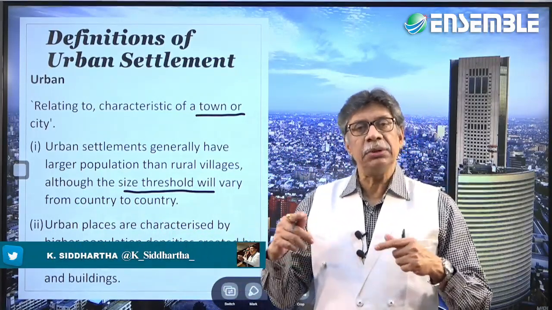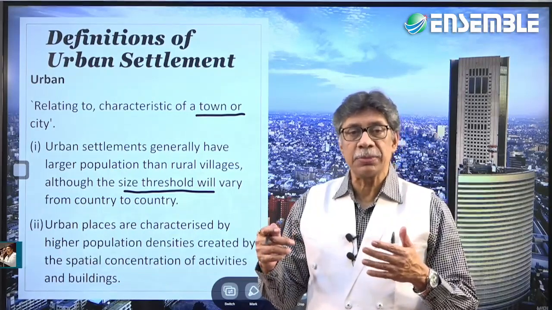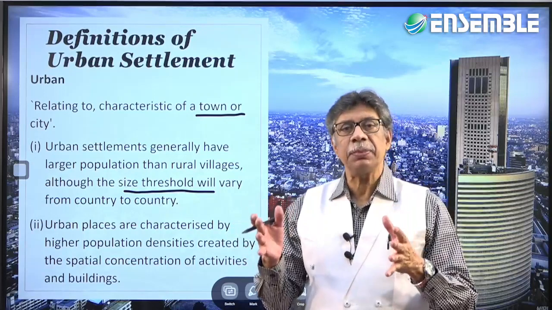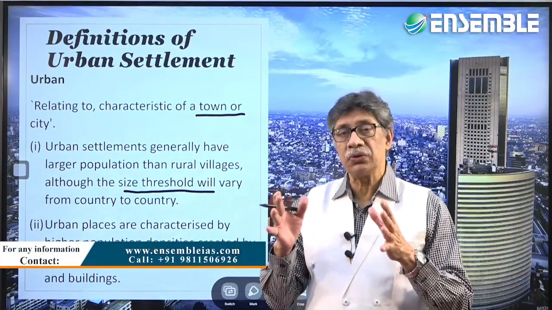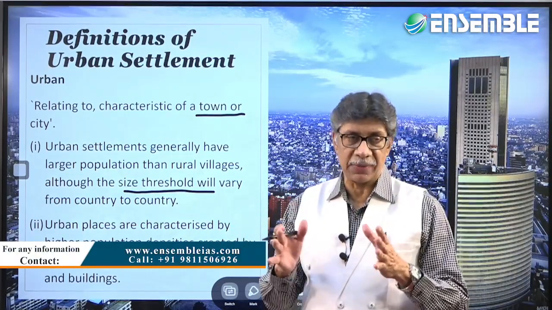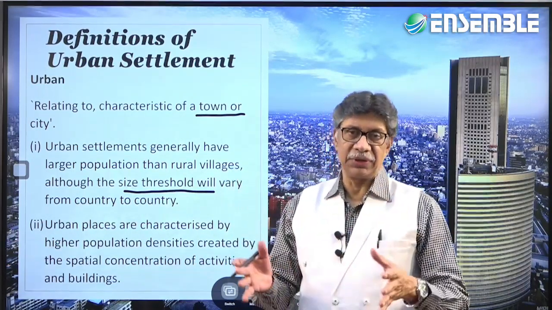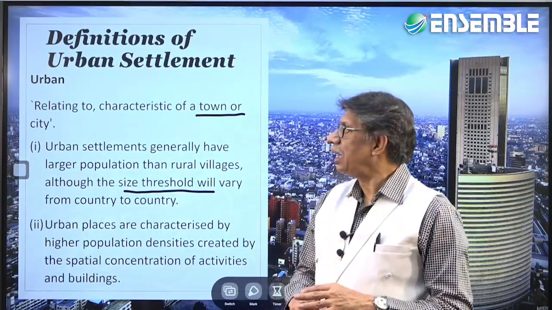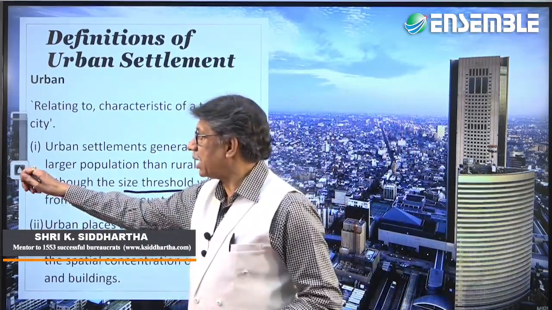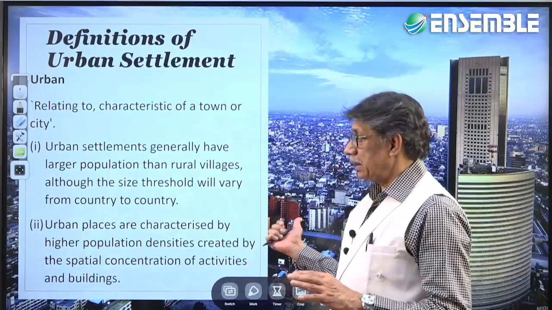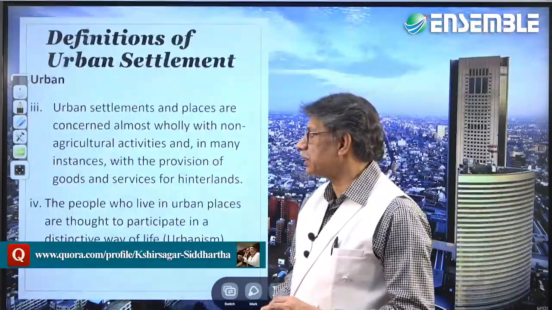Second is that urban population areas are going to be characterized by high density, and high density is essentially a product of what we call concentration of economic activities. Concentration of economic activity means agricultural activities, industrial activities, and what not. All of these are going to be components and part of it. That is going to be the second component associated with it.